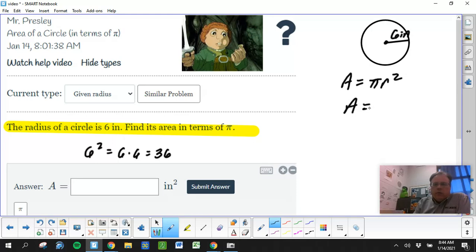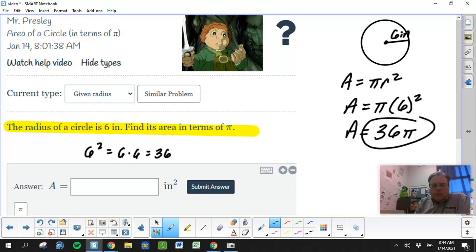So now this wants it in terms of pi, so I'll leave my pi right there. My radius is 6, good, but don't forget the little square. Now, why am I saying all this? Because here it comes. 6 squared is 36. So we say 36 pi as our answer.